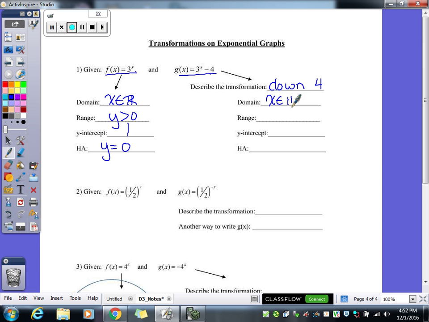So what happens when we move it down is your domain is still the same. Your range, however, now also gets moved down 4. And so instead of being y is greater than 0, we're going to have y is greater than negative 4. Our y-intercept also moves down 4, so 1 goes down to negative 3. And our horizontal asymptote, again, also moves down 4 from 0 to negative 4. So moving it down 4 makes everything move down 4. If we were to move it up, it would make all these numbers move up from our original parent functions.